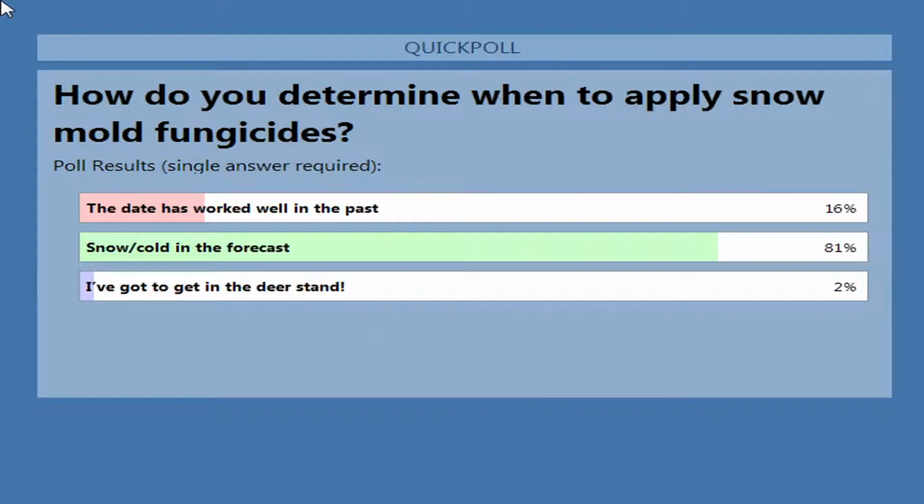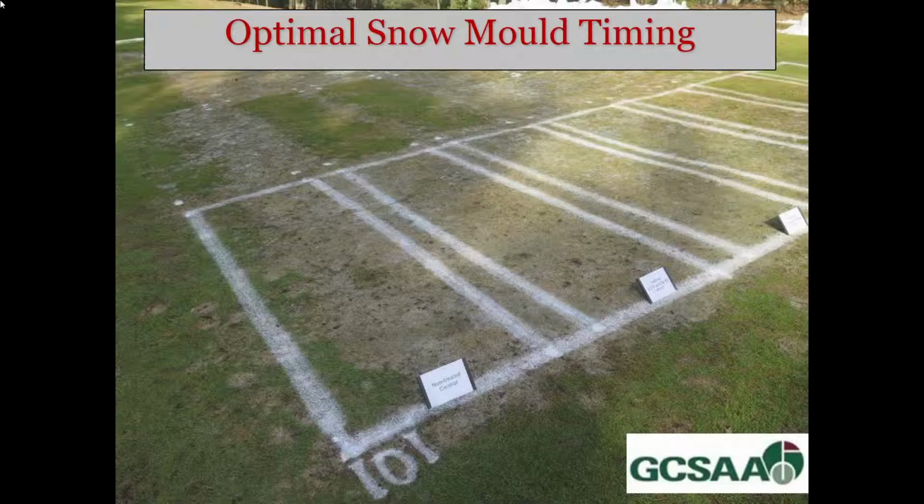and that's sort of the result that I would have anticipated, right? 81% kind of have a date in mind. Maybe they have a date penciled in on the calendar of November 1st or November 15th or something. And then that first real stretch of cold, snowy weather that's in the forecast, they get out there and they put out that application. One of the tricky things about that is sometimes it's tough to prepare for that. Sometimes it comes on pretty fast, and this year is one of those years that it came on pretty fast.